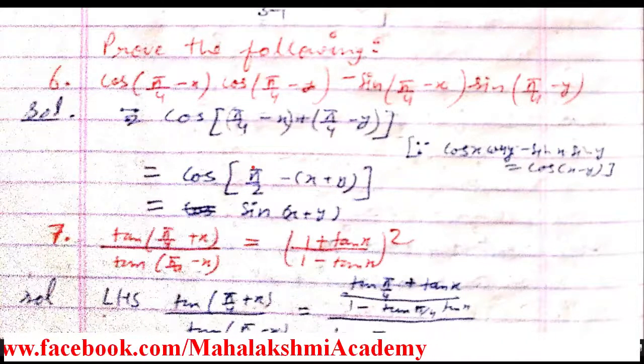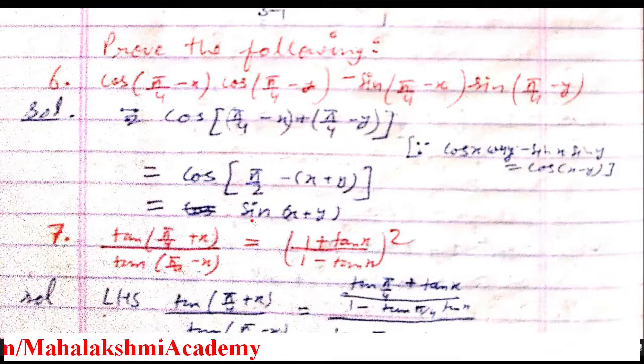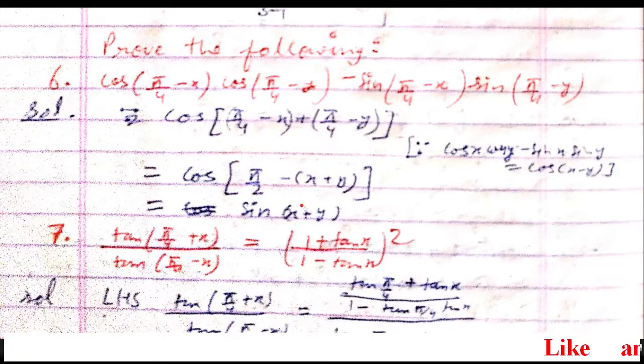Now cos of (pi by 2 minus theta). So cos(90 minus theta) is what? Sin theta, from 10th class. That's why for pi by 2, it will change into sine. So sin(x plus y) is the answer for question number 6.